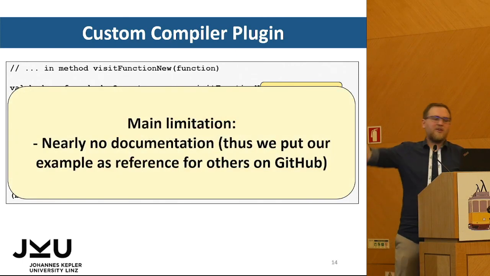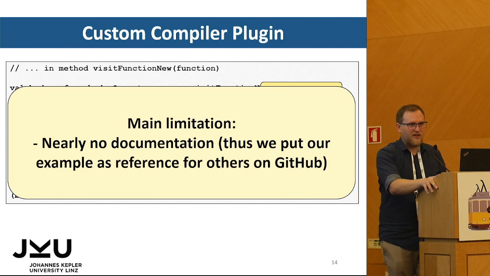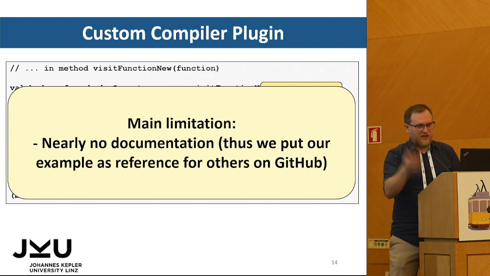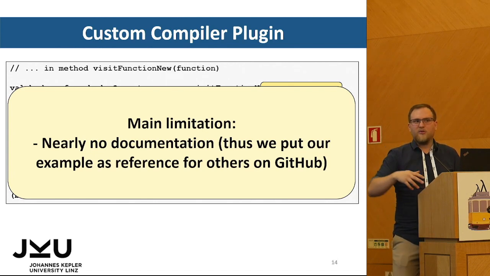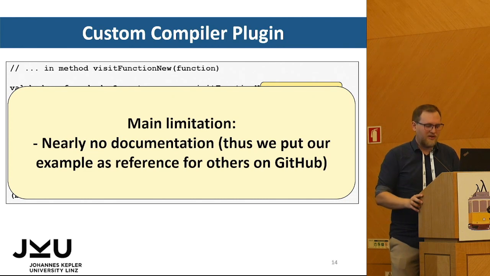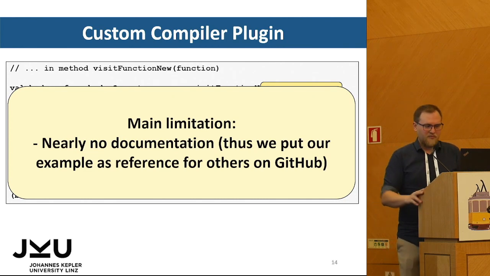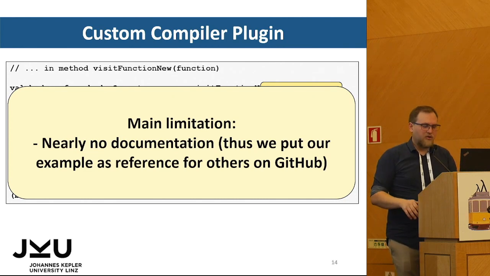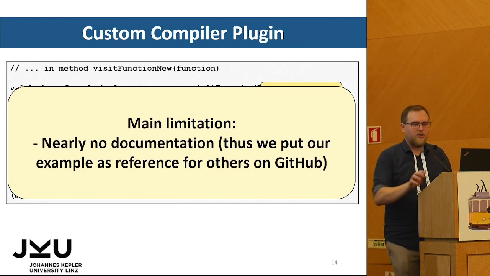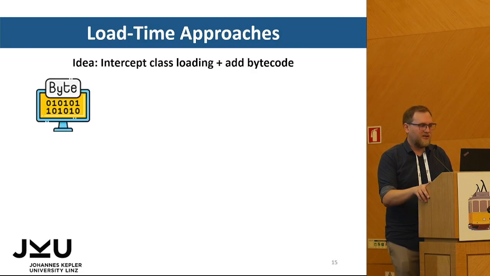What is the main limitation here? There is nearly no documentation. Compiler plugins are typically used internally at JetBrains to develop stuff, but you can do your own. And so our references are out there on GitHub, you will have a QR code in the end if you want to have a look at it.